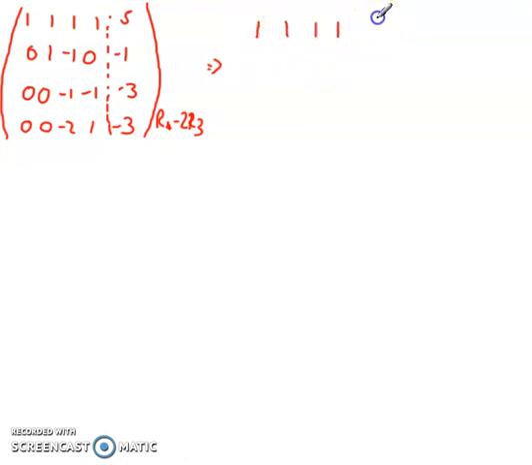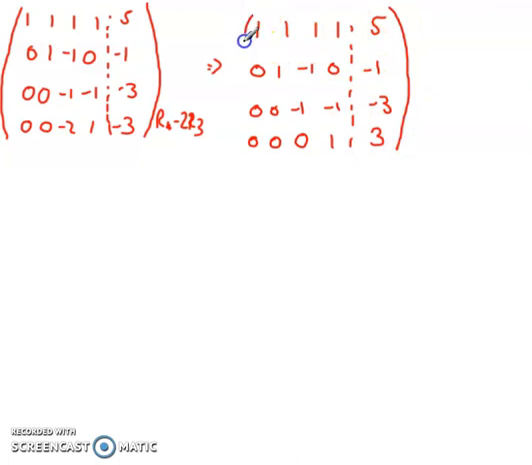So I've got 1, 1, 1, 1, 5 as my top, 0, 1, negative 1, 0, negative 1 as the second, 0, 0, negative 1, negative 1, negative 3 as my third, and then my bottom row becomes 0, 0, negative 2 minus minus 2, so that becomes 0. I've then got 1 minus minus 2, so that becomes 1. And I've got negative 3 minus 2 times negative 3. So 2 times negative 3 is negative 6. I've then got negative 3 minus minus 6, so negative 3 plus 6. That gives me 3. So there is my matrix now.